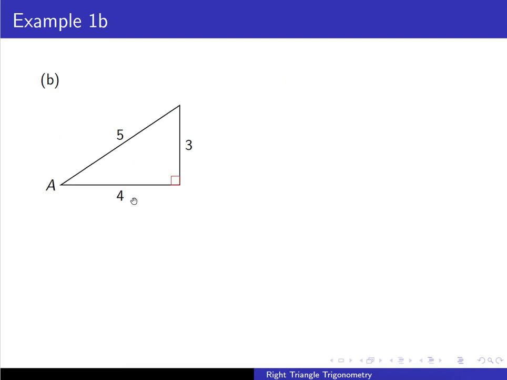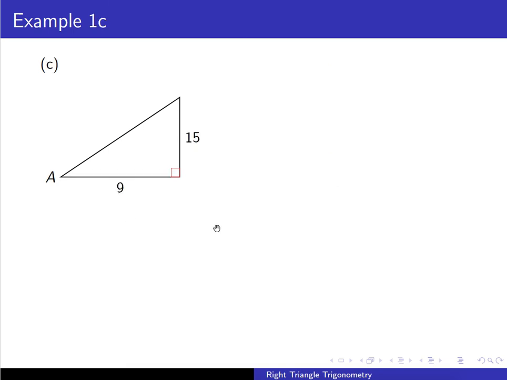All right, part B, here we have opposite is 3, hypotenuse is 5, adjacent is 4. So our sine of angle A is opposite 3 over hypotenuse 5, or 3/5. Cosine of angle A is adjacent over hypotenuse, which in this case is going to be 4 over 5, or 4/5. And then tangent of angle A, opposite over adjacent, is 3 over 4, or 3/4.